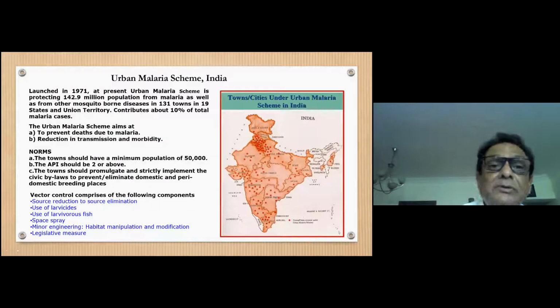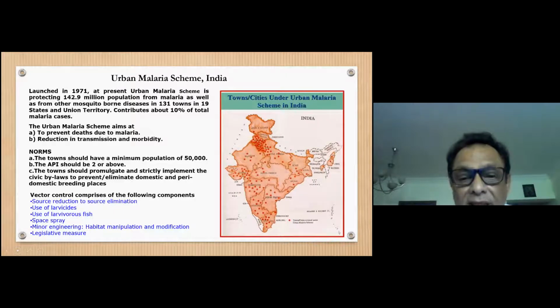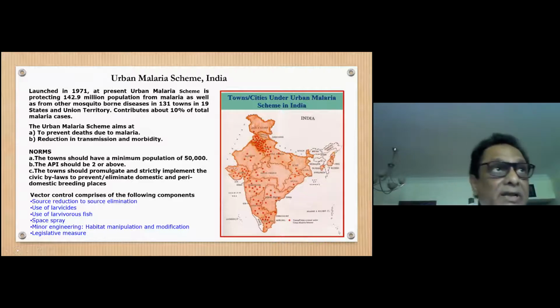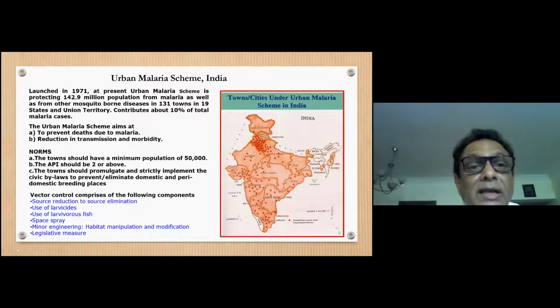Now, if you see how urban malaria came into force, because over time we could find that malaria was not restricted to the rural area, the committee was made by the Modak committee, and then in 1971 the urban malaria scheme was launched. At present it covers 142.9 million population from malaria as well as other mosquito-borne diseases in 131 towns in 19 states and union territories. And this urban malaria now contributes 10% of total malaria cases in the country. So the main aim was to prevent deaths due to malaria and reduce transmission and mortality.